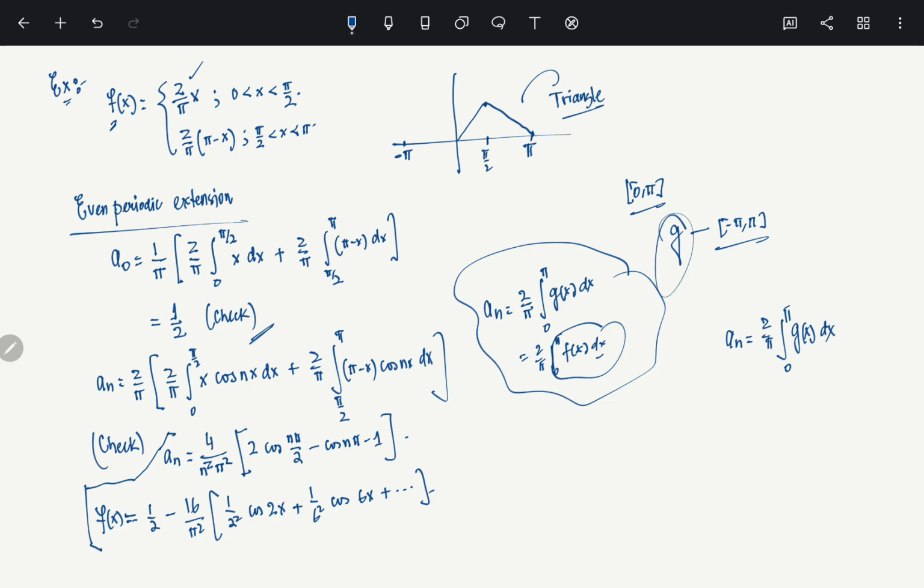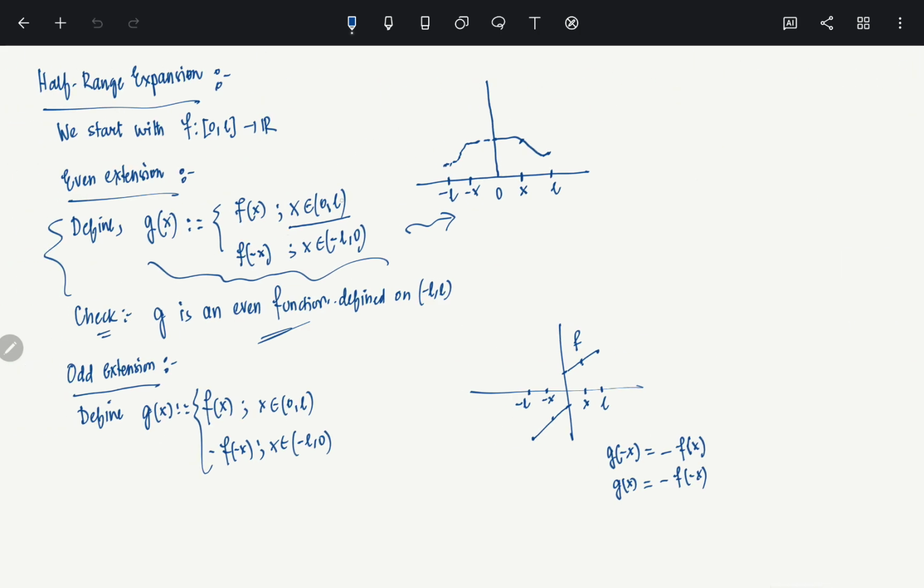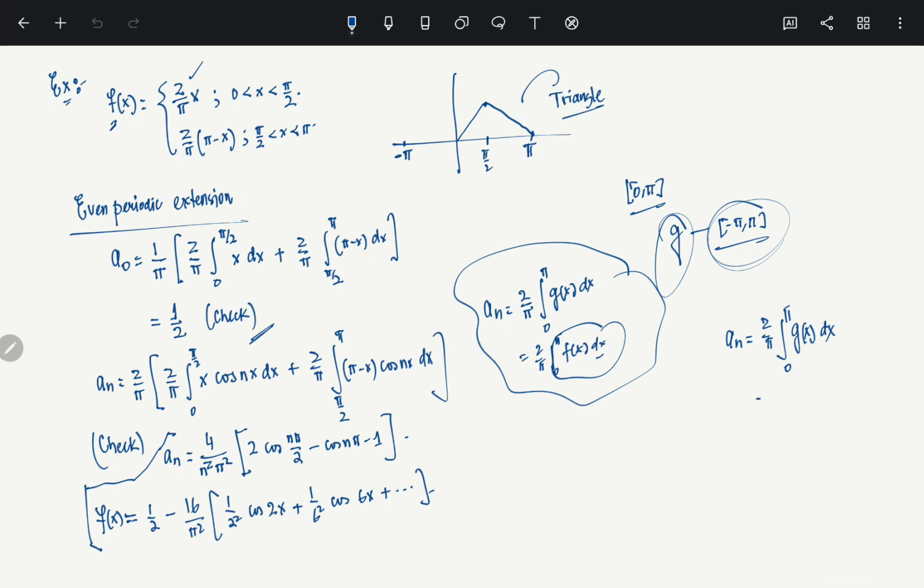I am explaining again. g is our extended function which is defined between minus pi to pi, but essentially the Fourier coefficients of g do not depend on what g does at minus pi to pi. They depend on what g does between 0 and pi. L is pi here, so what does g do at 0 to pi? It is basically f, so it is essentially 2 by pi, 0 to pi, f of x dx. If you already know what happens from 0 to pi, you just put that integral down and do it. It's just calculation, nothing special.